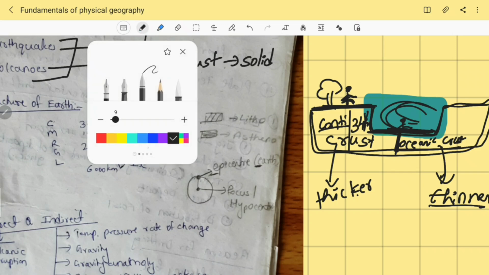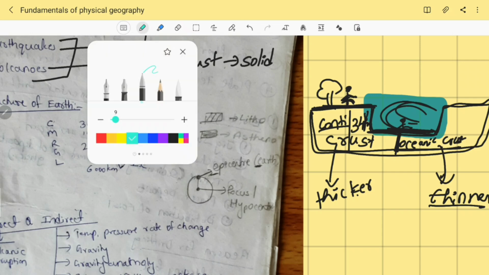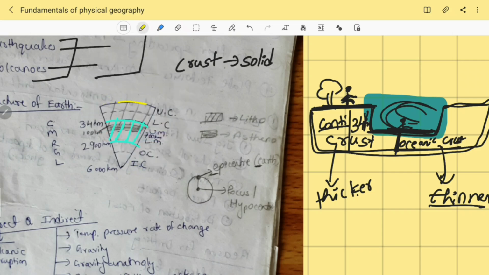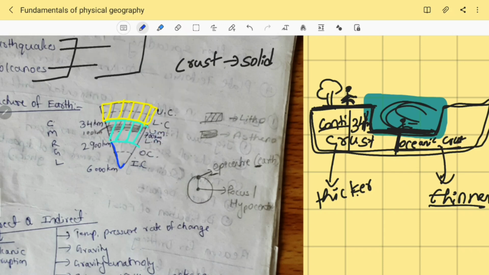Next let's move to mantle. Let me take a different color pen so that it's easy to differentiate things. This is the mantle part, okay. This whole thing is a mantle and this thing over here is a crust. And let me draw the core one. This whole thing is a core, okay.